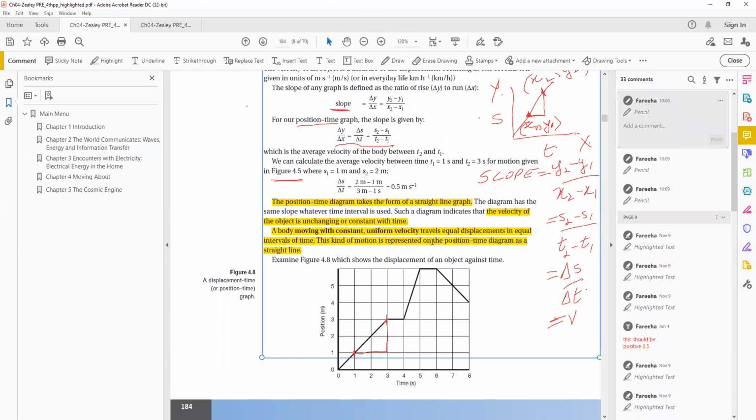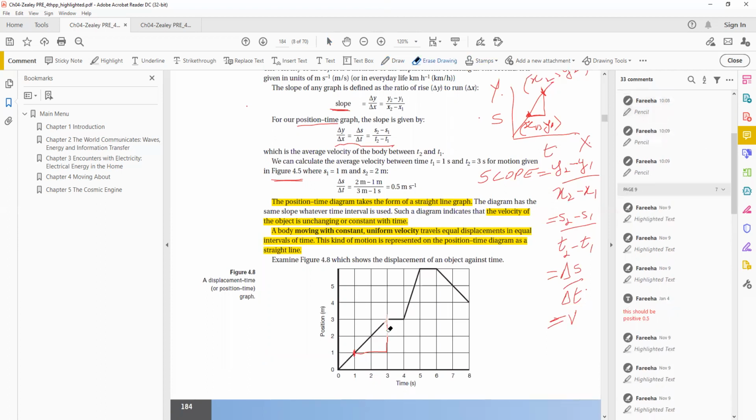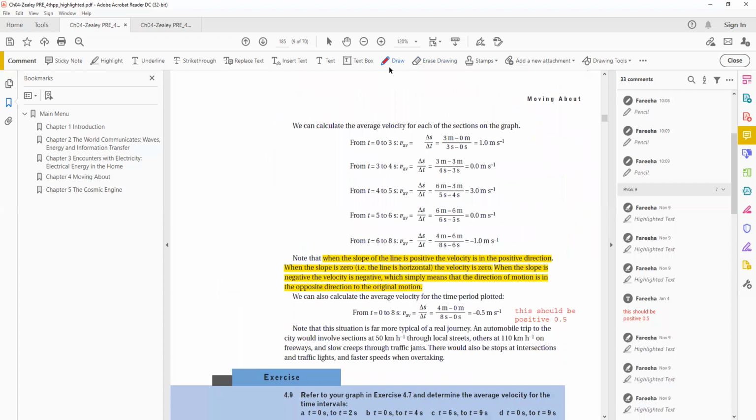When we look at this graph, I want to erase this here. But I've also erased. So I can erase everything here. But these are the formulas, so it's okay. Now we can make these calculations for this graph 4.8.